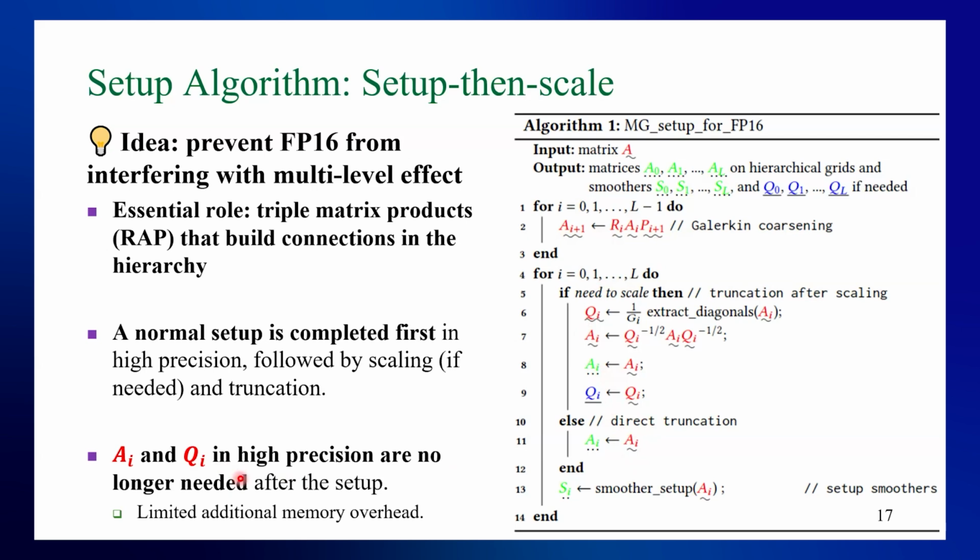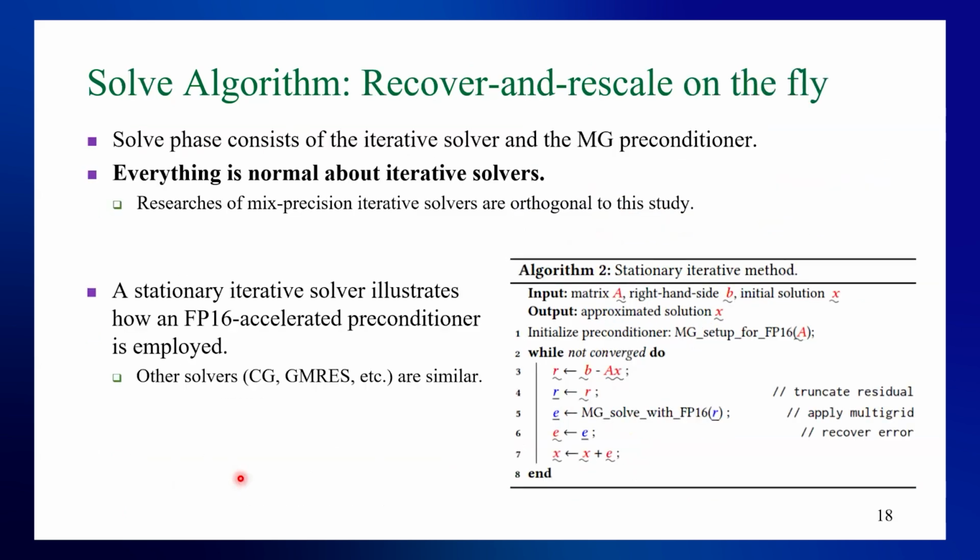It is worth noting that AI and QI in high precision are no longer needed after the setup, so it only brings limited additional memory overhead. Our second algorithm is recovery and rescale on the fly. It is used in the solve phase.